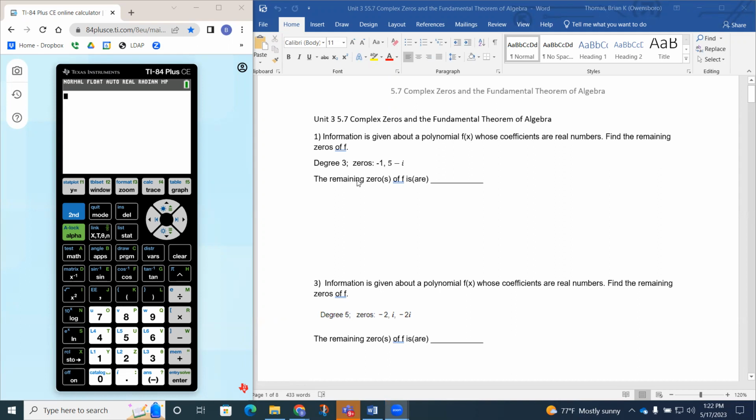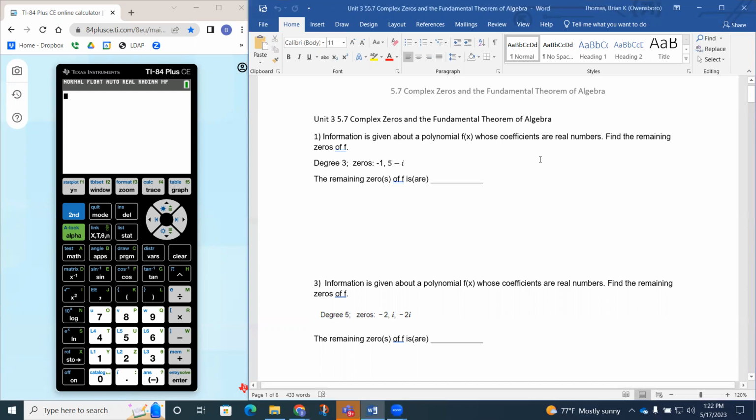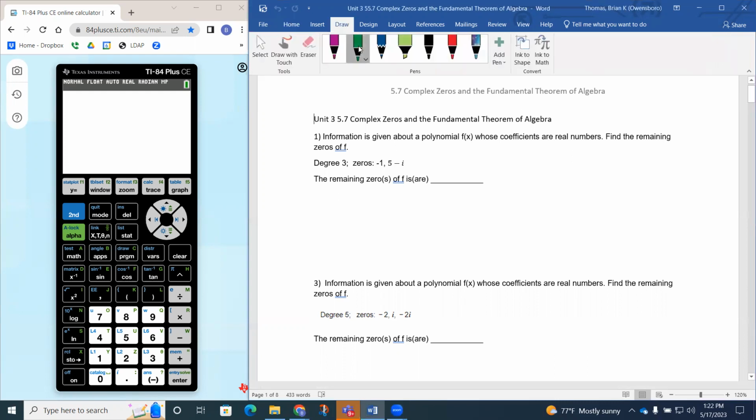So one thing we pick up on is when it comes to complex zeros, if a plus bi is a zero, then a minus bi is a zero. So when it comes to complex zeros, they always have to occur in pairs. So if there's 1, there must be 2.